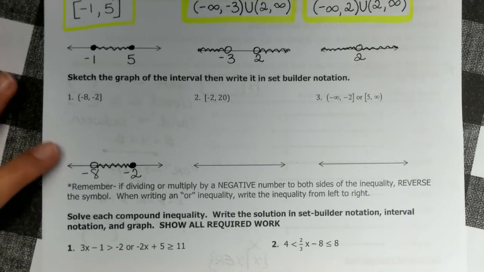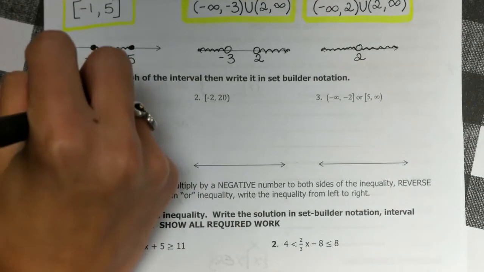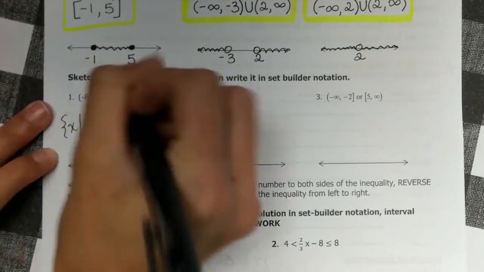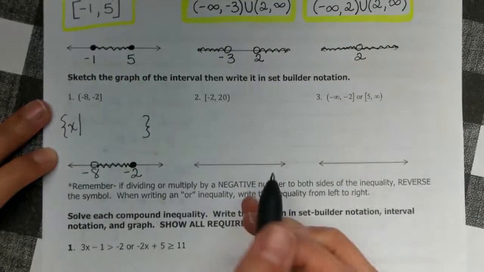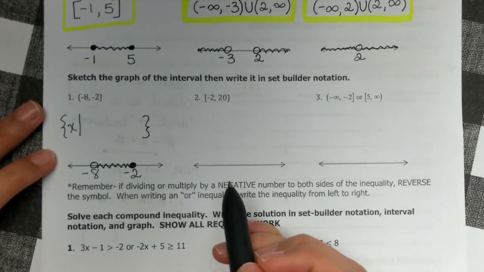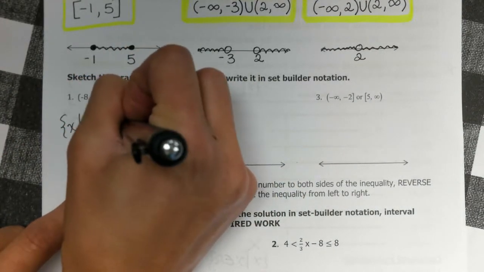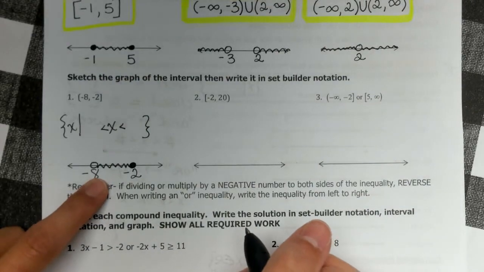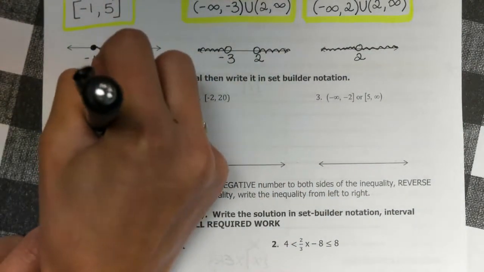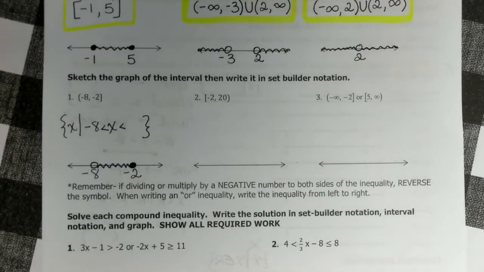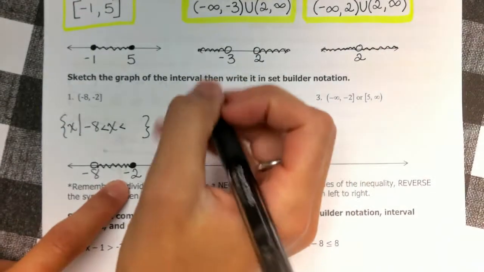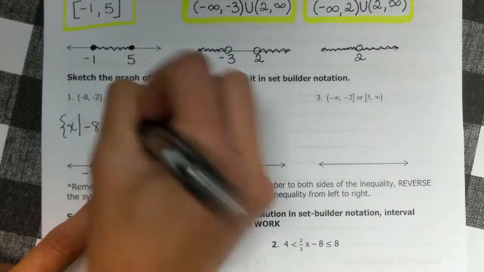Okay? So my set builder notation should look like an and inequality. So I know my x is in the middle. I know my inequality symbols go around it, sorry, not on the right. My left boundary is -8. My right boundary is -2.